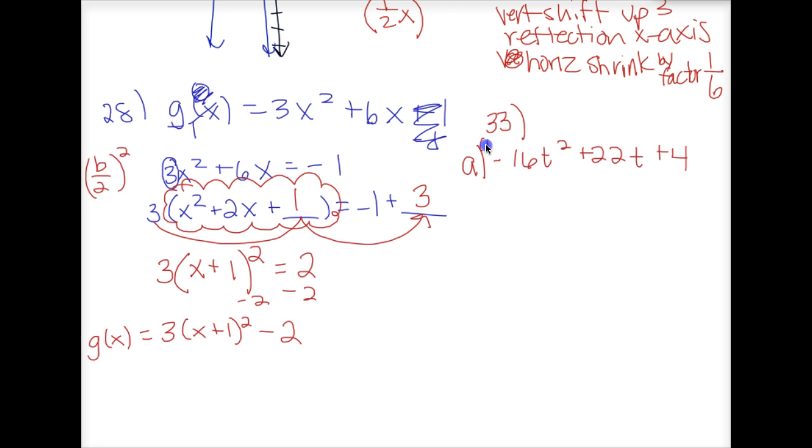So your original was h of t equals -16t squared plus 22t plus 4. So we start off the exact same way that we did over here. And I'm going to replace this with a 0. I'm going to move the 4 to the other side by subtracting. So I end up with -16t squared plus 22t equals -4.